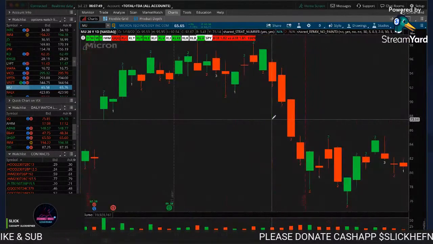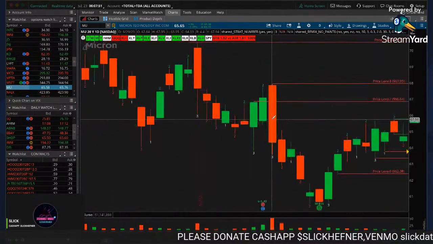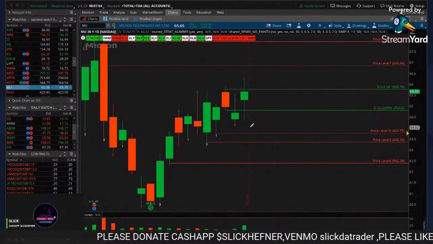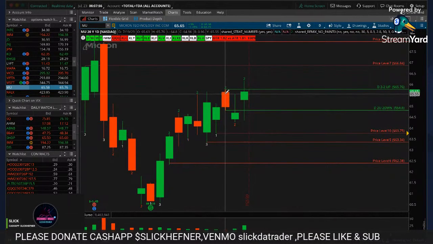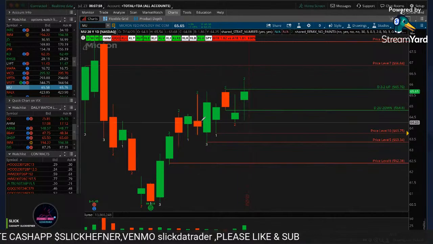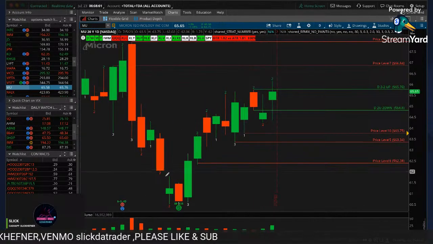I had this on my radar, and I played this thing a couple times. It just didn't go the way I wanted it to go. I was looking for the inside one. It did it, but then it went red. Then you had this. It just played so many games. Look at these candles. Let's move on.